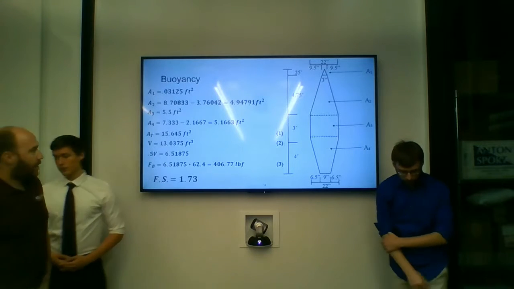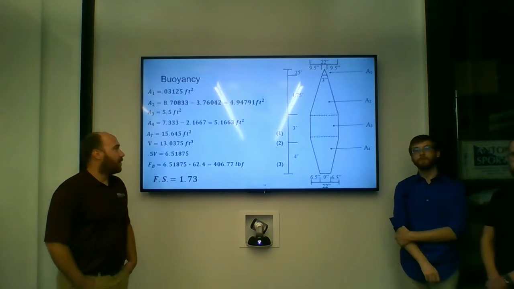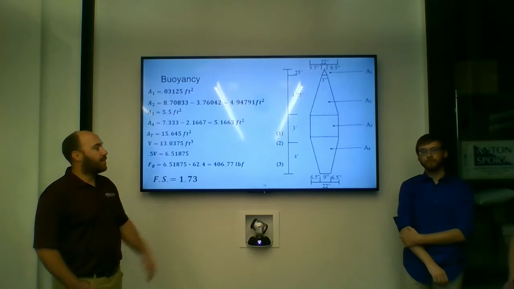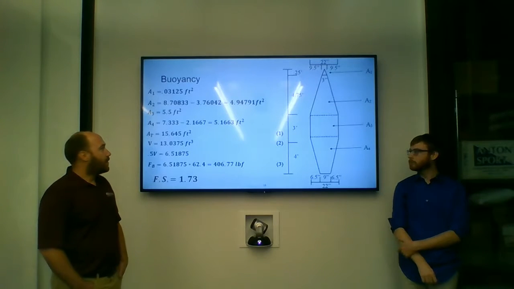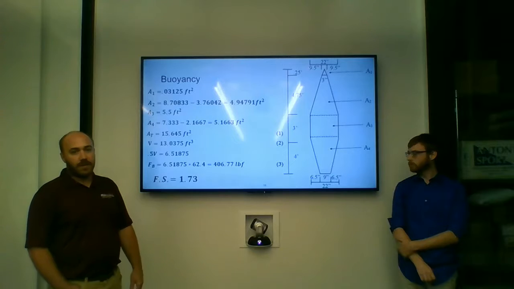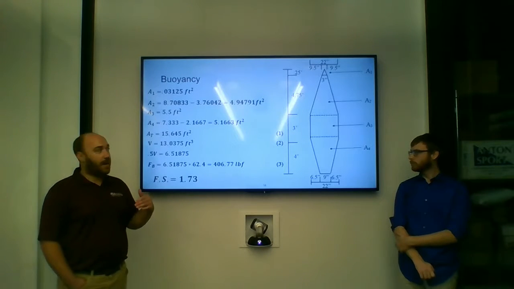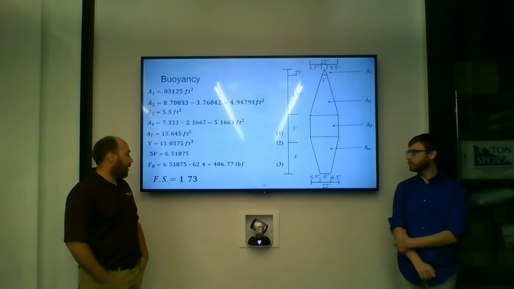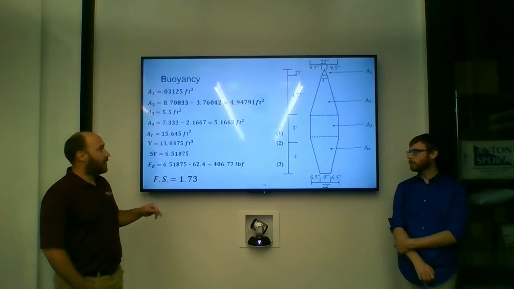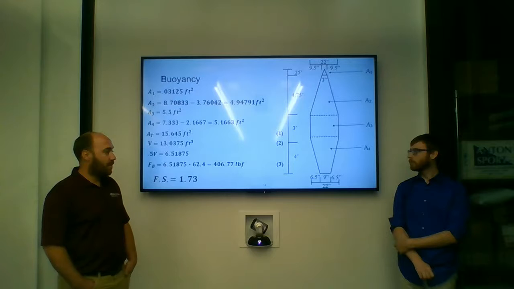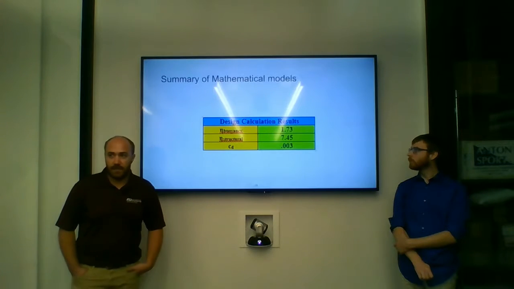So in order to calculate the buoyancy factor of safety, we calculated the area in different sections of our kayak. Once we did that, we were able to find the volume. The one assumption we did make was that the water would come up about halfway up the side of the kayak. And so with that assumption, we came up with a factor of safety of 1.73 for the buoyancy, which we consider safe for our craft.